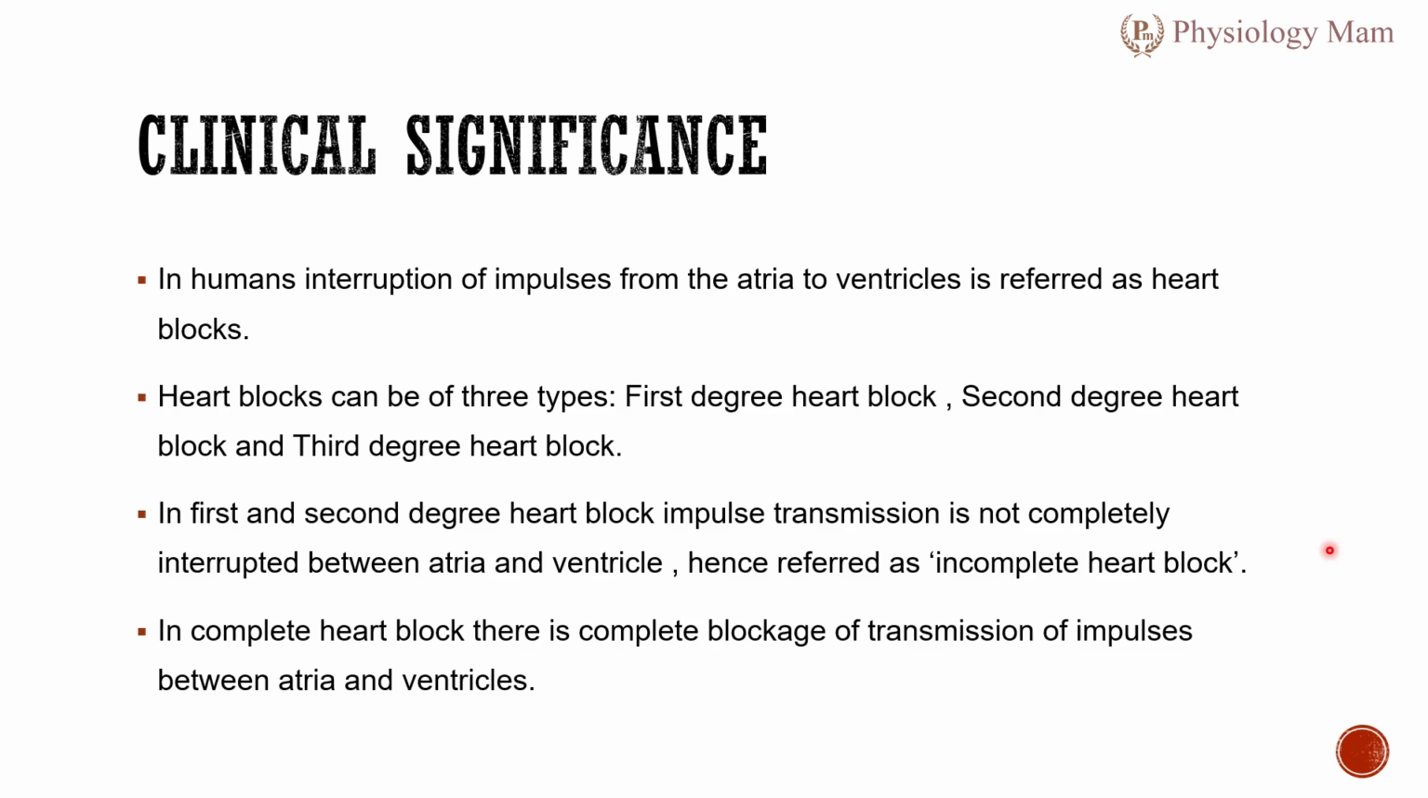In the first 2 degrees of heart block, there may be an incomplete interruption, meaning some impulses are still coming. Hence we refer to this as an incomplete heart block. But in complete heart block, there is complete blockage of transmission of impulses from the atria to the ventricles. So with this, we come to an end of the explanation of the effect of the stannius ligature on a frog's heart.